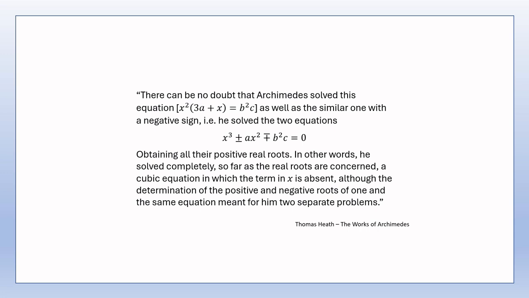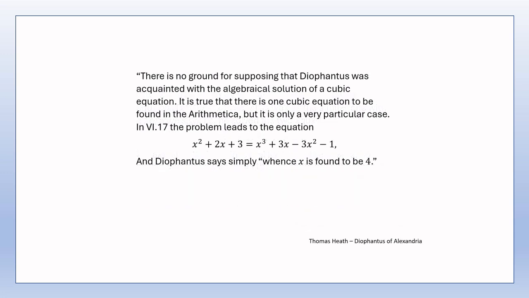We also read in Heath's translation of Diophantus of Alexandria's Arithmetica, "There is no ground for supposing that Diophantus was acquainted with the algebraical solution of a cubic equation. It's true that there is one cubic equation to be found in the Arithmetica, but it's only a very particular case. In 6.17, the problem leads to the equation x squared plus 2x plus 3 equals x cubed plus 3x minus 3x squared minus 1." And Diophantus says simply, "whence x is found to be 4."